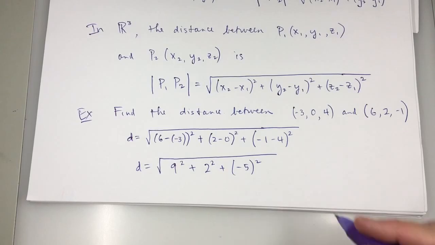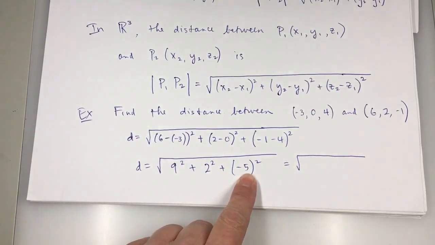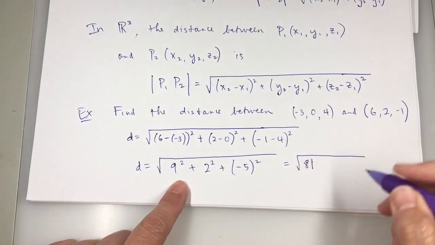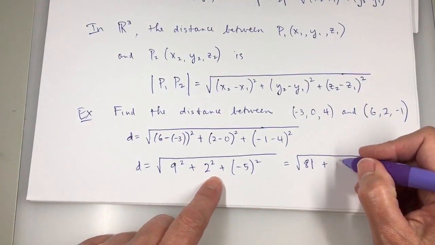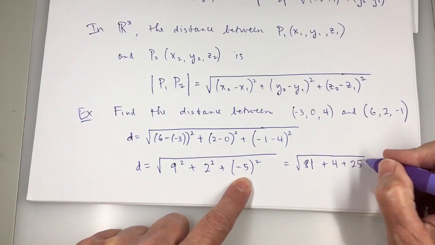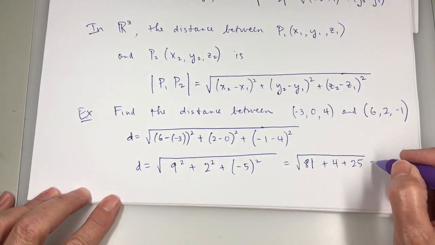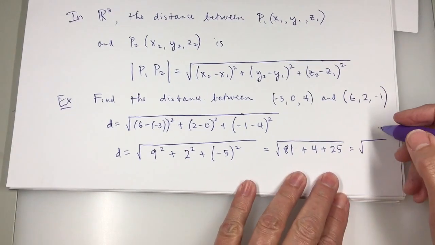If you use your calculator, make sure that you do -5 times -5, because that's just 25 right there. 9 squared, 81. 2 squared is 4. -5 squared is 25. So now you're going to get 81 plus 4 plus 25, which is the square root of, let's see, I think 110.